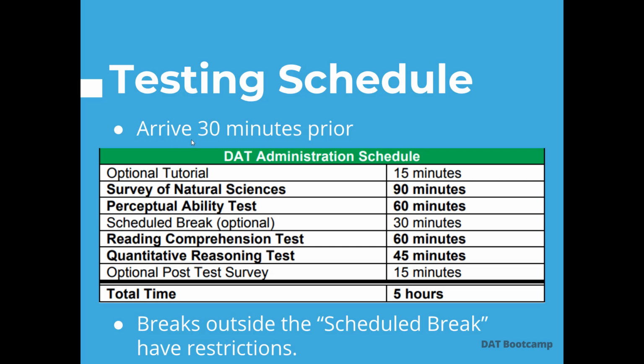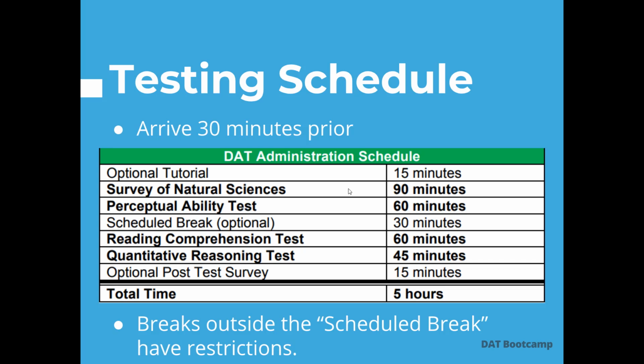A little bit about the testing schedule. So you want to arrive 30 minutes prior to your appointment. And then from there, you'll go through registration and the whole process, and then you'll be able to begin your test. In the beginning of your test, you have an optional 15-minute survey. Afterwards, you have a survey of the natural sciences, and you'll have 90 minutes to complete this section. This is your biology, your general chemistry, and your organic chemistry.